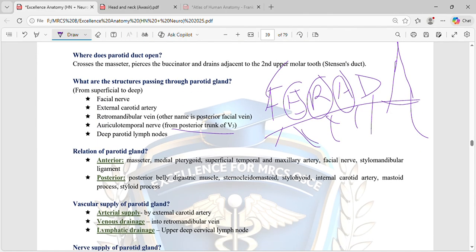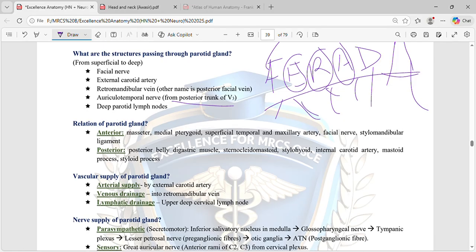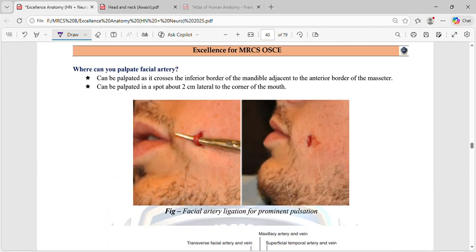Relations of the parotid gland. So remember, anteriorly we have the masseter muscle, medial pterygoid, superficial temporal and maxillary artery, and facial artery, and stylomandibular ligament. How to remember this? I will show you a trick. Posteriorly is the posterior belly of digastric, the sternocleidomastoid muscle, stylohyoid muscle, and internal carotid artery, or you can say the internal carotid sheath, the whole combination is there, mastoid process and the styloid process. So let me show you the trick.